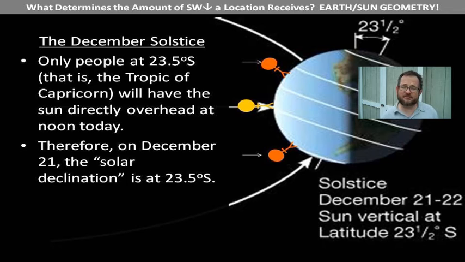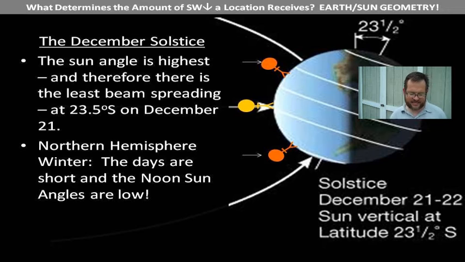Only people on the December solstice, only people at 23.5 degrees south, the Tropic of Capricorn, are going to have the sun directly overhead at noon that day. So we would say that the solar declination on December 21st is 23.5 degrees south. The sun is therefore highest at that location, and therefore there is the least beam spreading at 23.5 degrees south on December 21st. In the northern hemisphere, the sun angles will be relatively low, and this is going to be winter. The days are short and the sun is low on the horizon, which means that we're going to have relatively large amounts of beam spreading. The noon sun angles are going to be low.